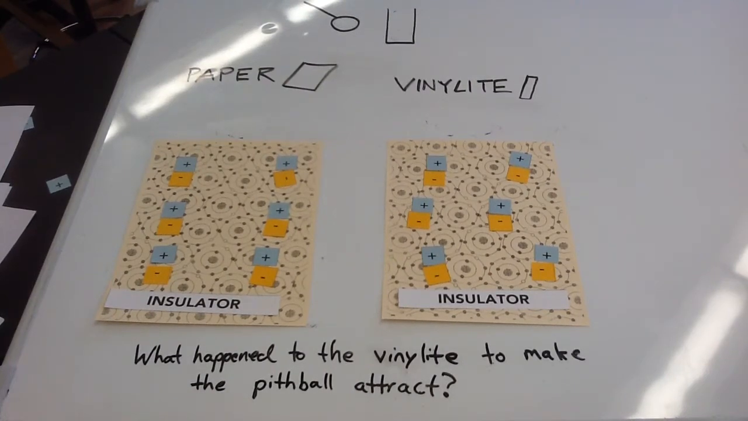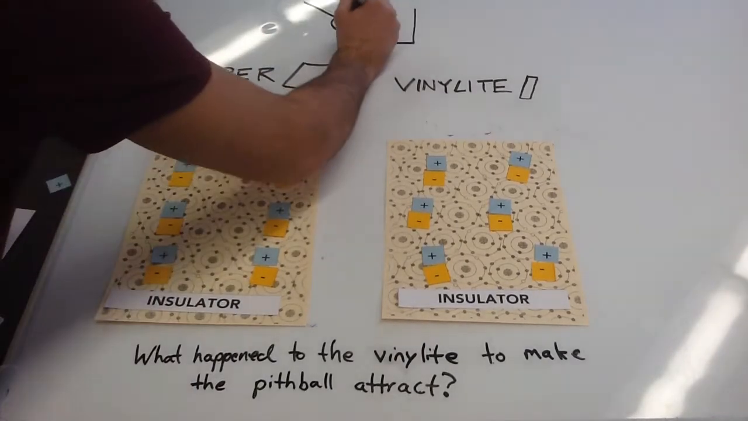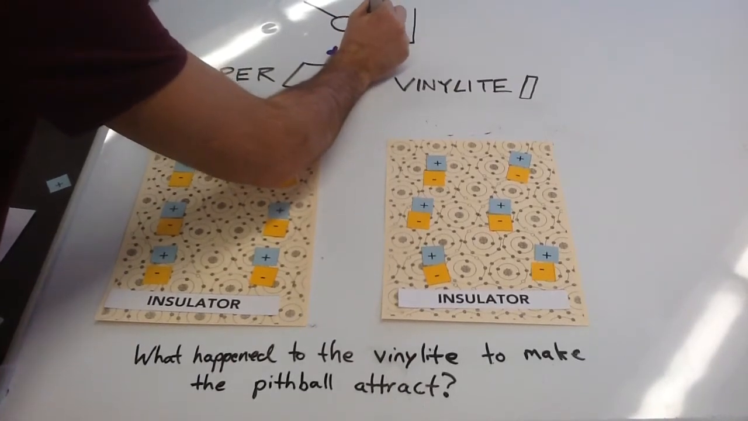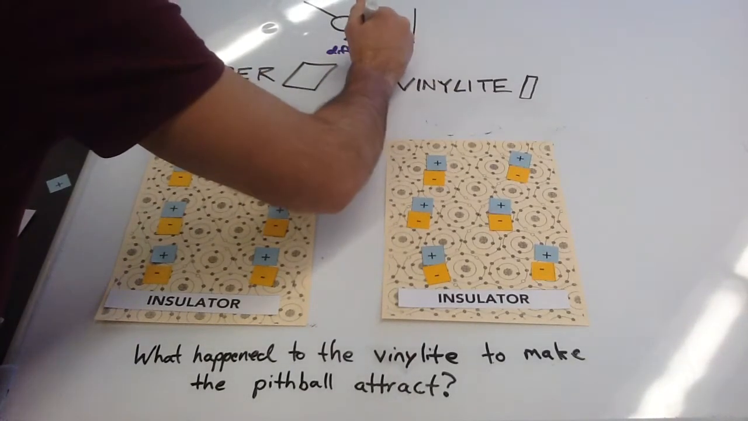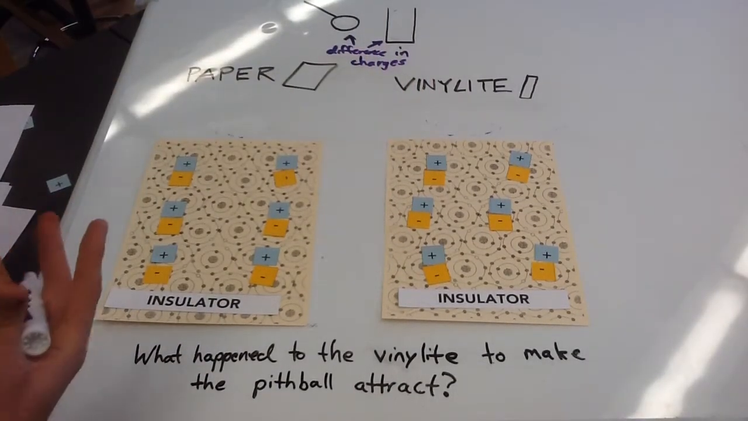All right. In this video, we're going to try to answer the question, what happened to my Vinylite strip to make the pith ball attract? Before I go into it, what we have to think is, well, why would anything attract in the first place electrically? Well, there has to be a difference in charges. So how did this get created, though, in the first place?